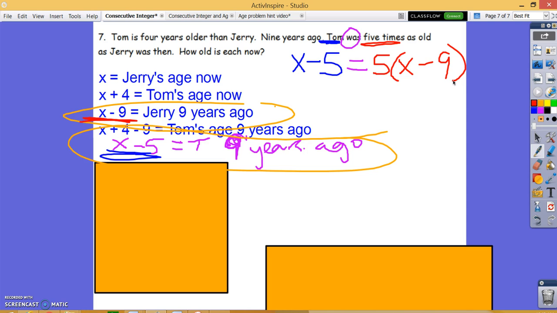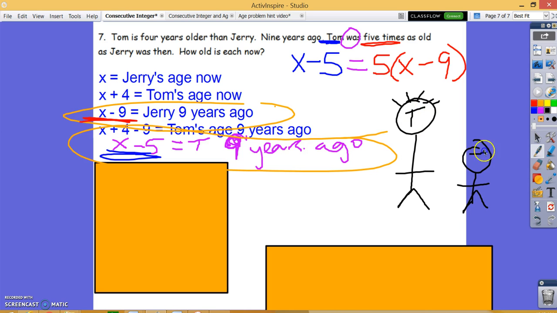Now, I know that when we go through it together, you're probably like, oh, duh, this seems so easy, but how do I figure it out on my own? Here's what I want you to think about. If you need to draw yourself a little picture, sometimes that helps. Tom is older than Jerry, so I'm going to draw Tom, and I'm going to make him look taller, just because he's older. Okay, there's Tom. He's older than Jerry. I'm going to make Jerry look really little. And so that's Tom, and that's Jerry.